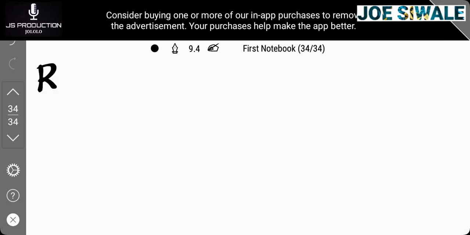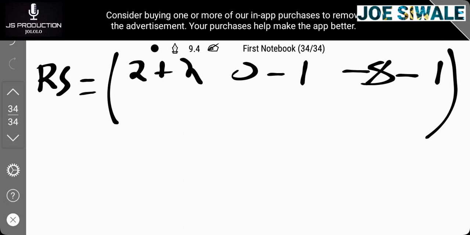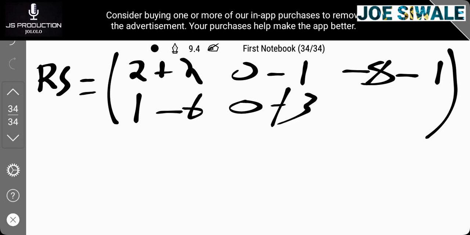So my RS is equal to, the first one is 2 plus 2, the second one 0 minus 1, this one negative 8 minus 1. This is 1 minus 6. This is 0 plus 3. And this is negative 4 plus 3.